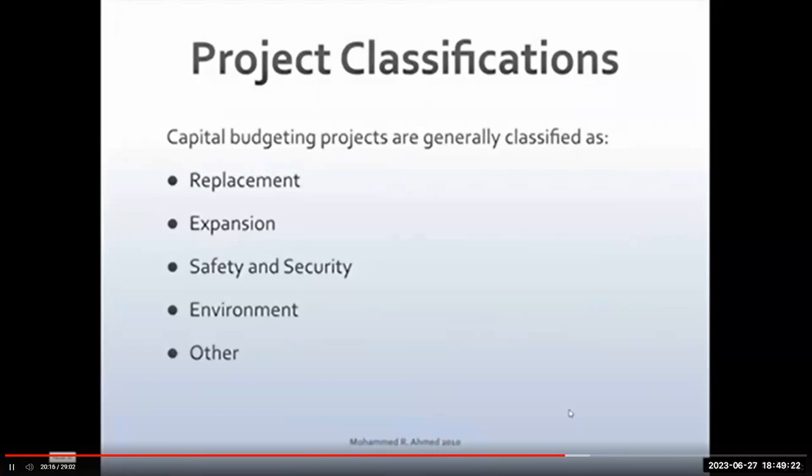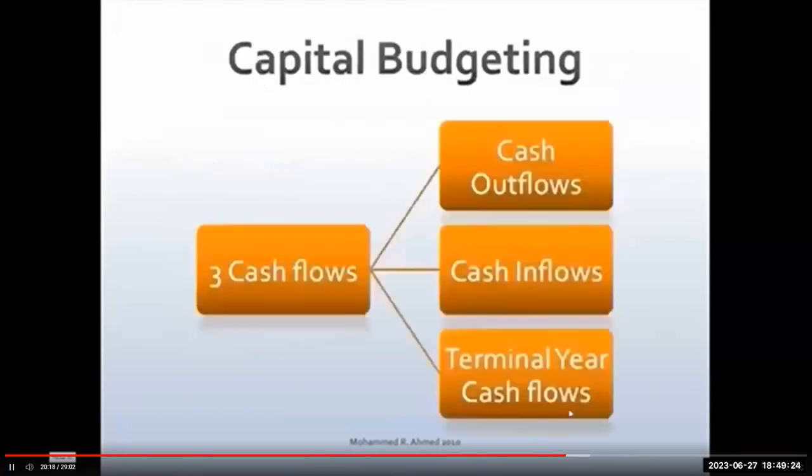The goal of the capital budgeting analysis is to determine the profitability of the project, which is determined by analyzing three cash flows of the project. 1. Cash outflows, the money invested in the project. 2. Cash inflows, money generated from the investment. 3.